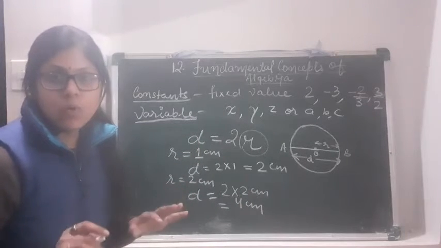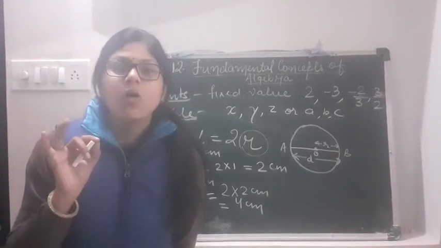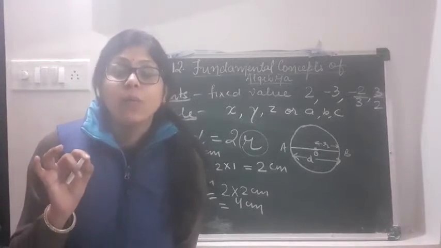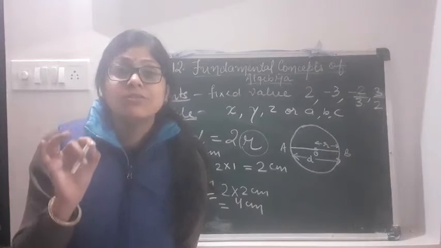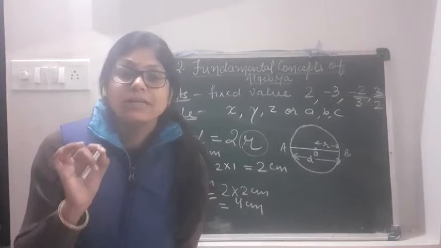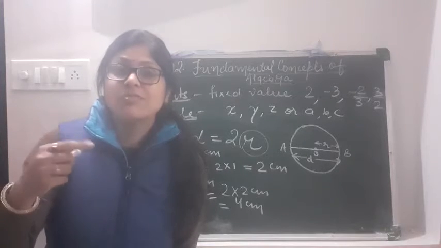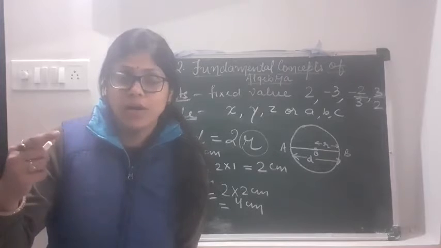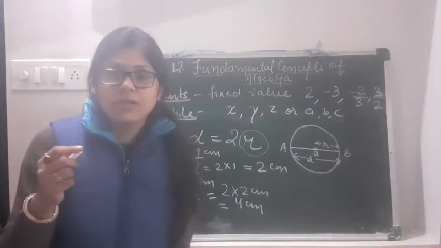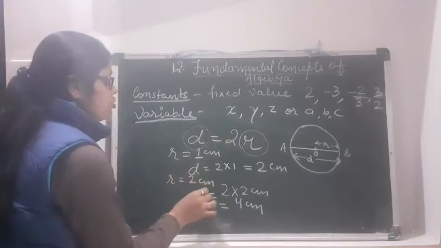R is what here? R is a number? No. What is R? R is a variable. It is the literal number, no? R is a literal, that means we can just change the number. It is variating, means it is changing. So when we are changing the number, then diameter is also getting changed every time.